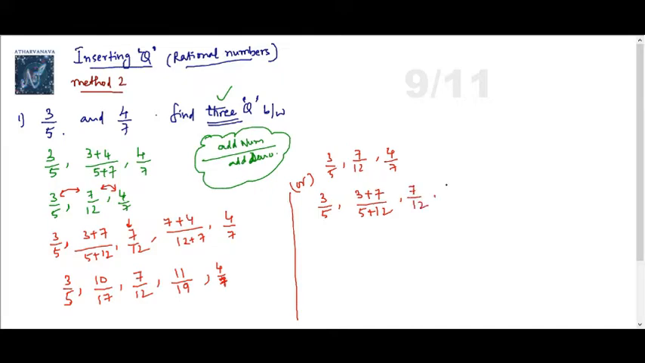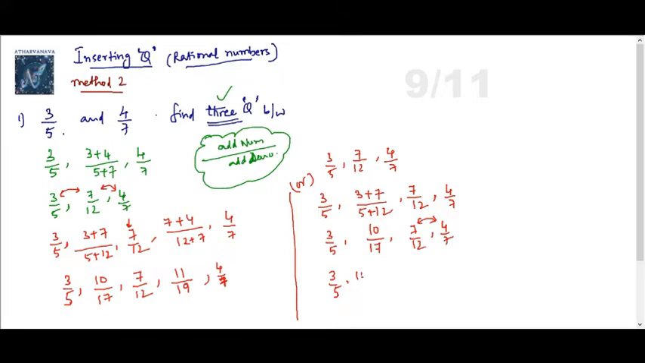7 by 12 comma 4 by 7, okay, and then 3 by 5 comma 10 by 17 comma 7 by 12 comma 4 by 7. So now you can choose with these two numbers and start solving.